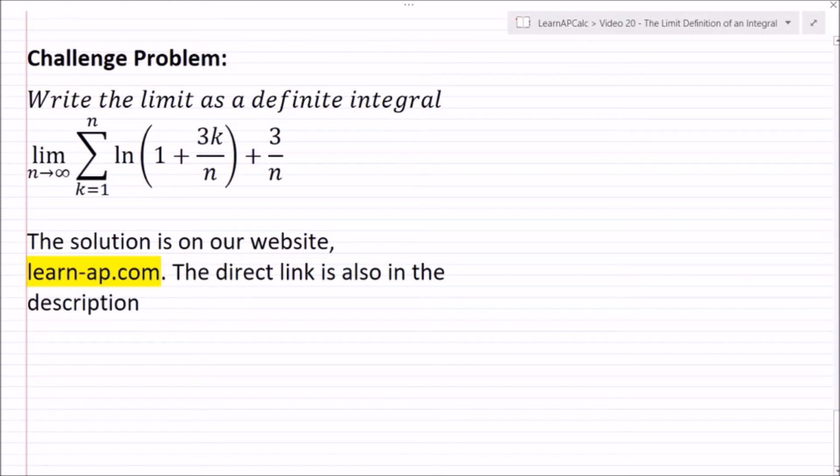Alright, so that brings me to today's challenge problem. Write the following limit as a definite integral. So write this as a definite integral.